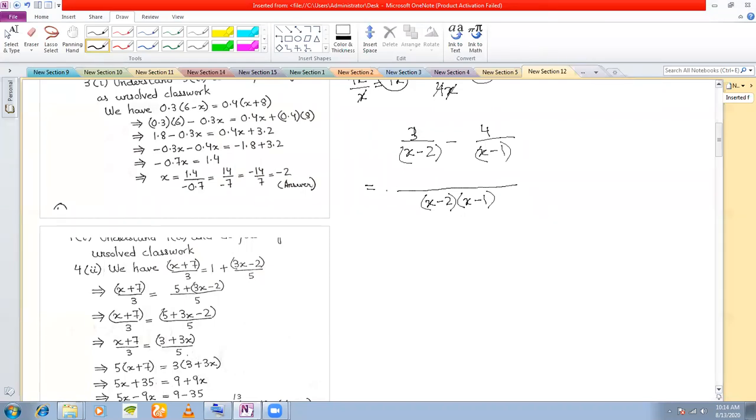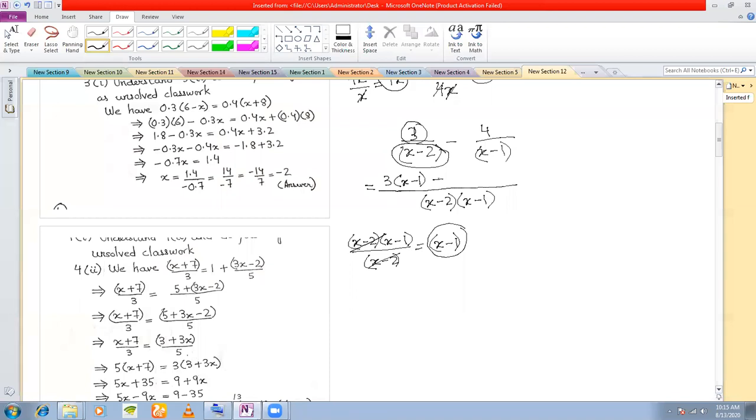Now the question is, what should come in the numerator? We follow exactly the same steps. We take the LCM x minus 2 into x minus 1, and divide it by the denominator of the first fraction, x minus 2. These two cancel, and what remains is x minus 1. This x minus 1 we multiply with this 3, so we get 3 into x minus 1.